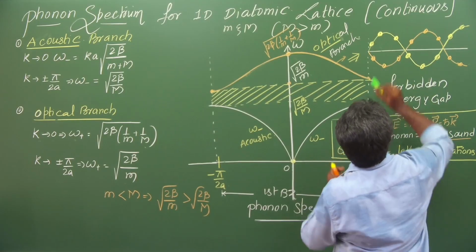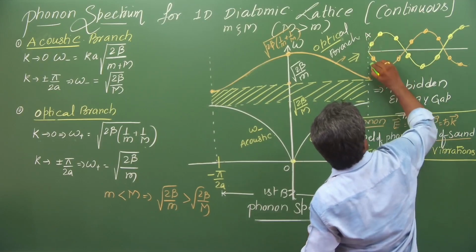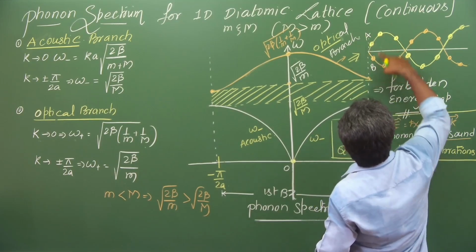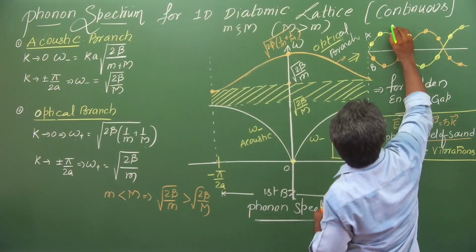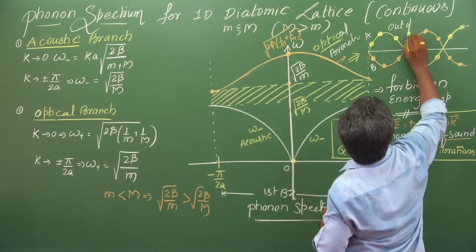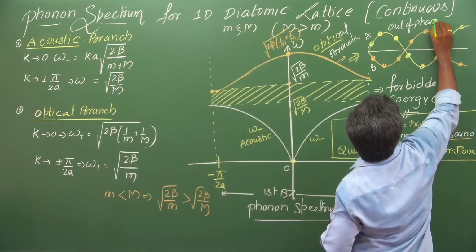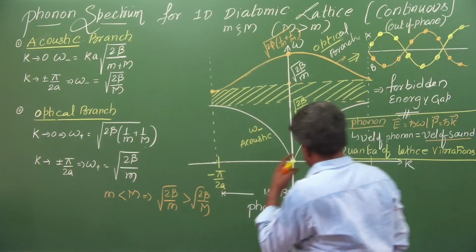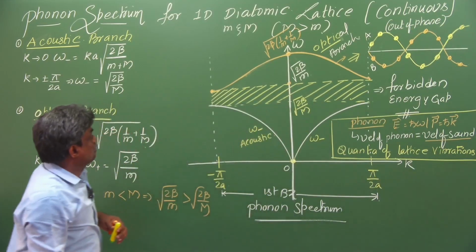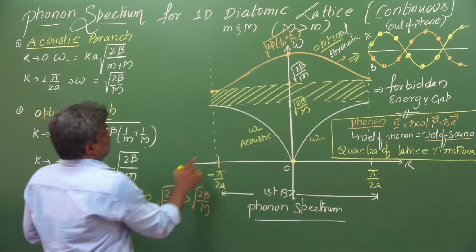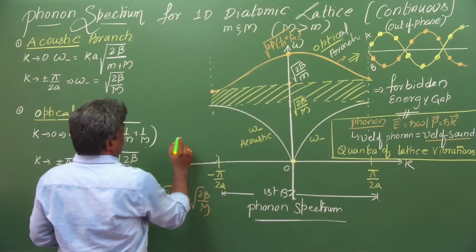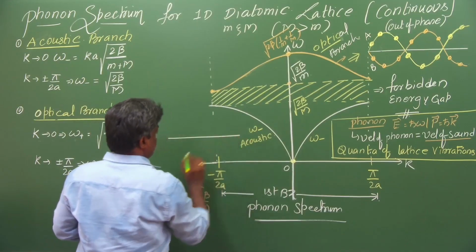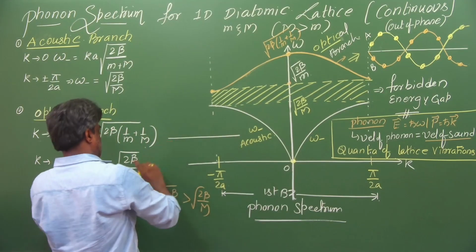The two atoms are there, one is A, another is B, you know, small m and capital M. Both are out of phase. They vibrate out of phase. This is also a very important question. But for the acoustic branch, they are in phase.